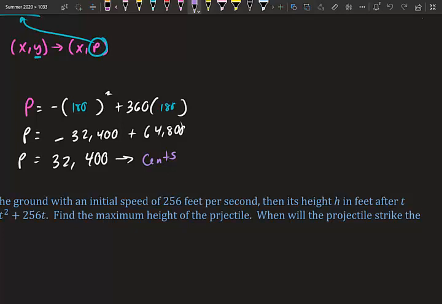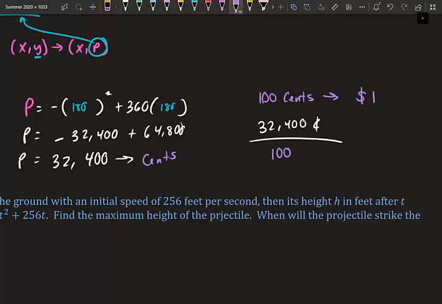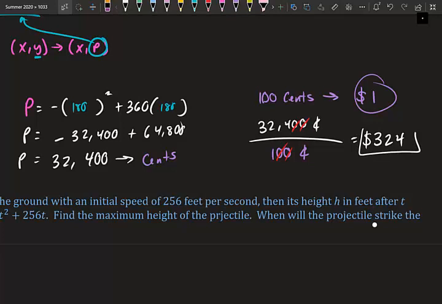So we're going to switch this over. So we know that there is 100 cents to a dollar. So all we're going to do is divide by 100. So we have 32,400 cents, and then that goes into how many 100 cents? Because how many 100 cents, that's the dollar. So we can cancel out zeros, which makes our life easier. So we get $324, which makes sense to me.